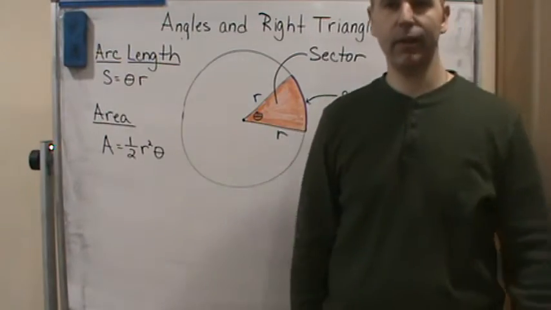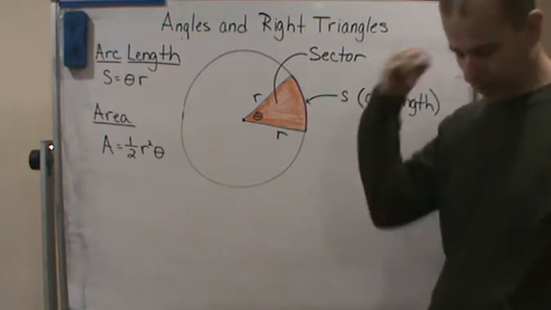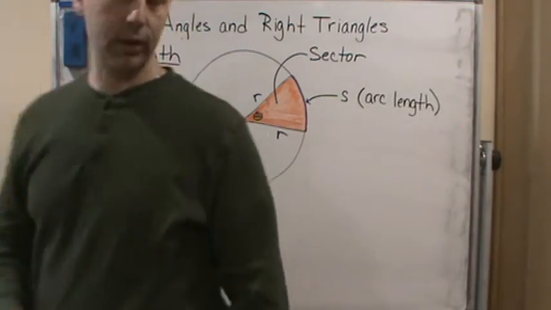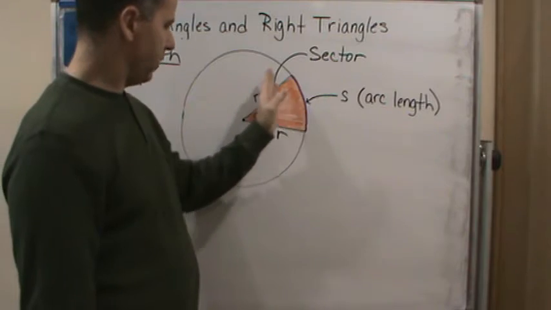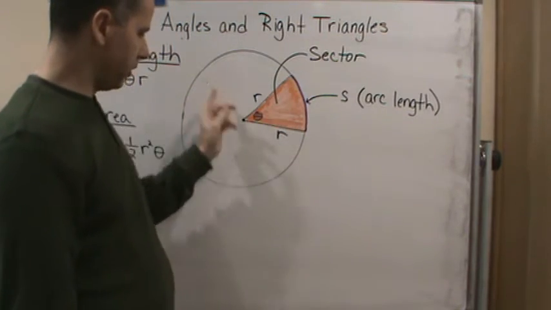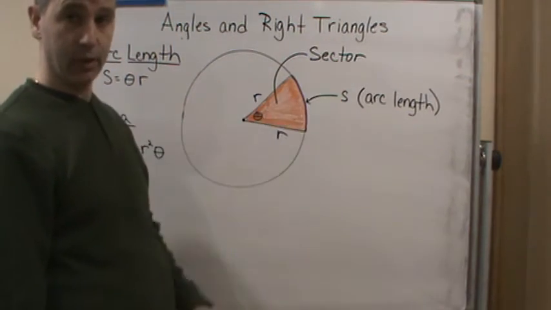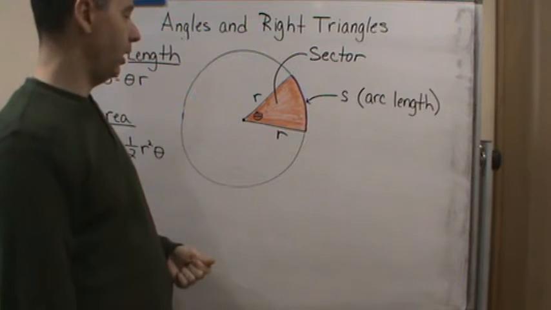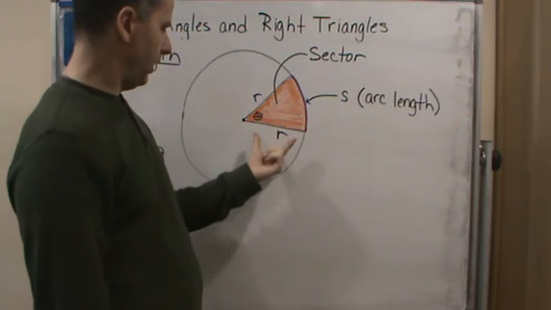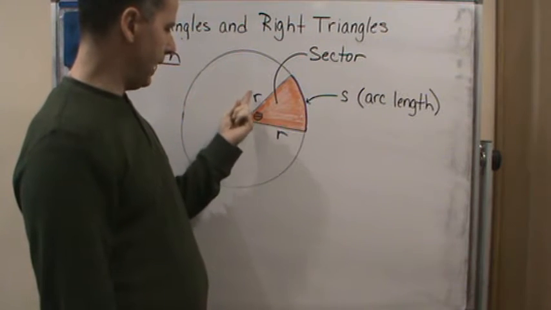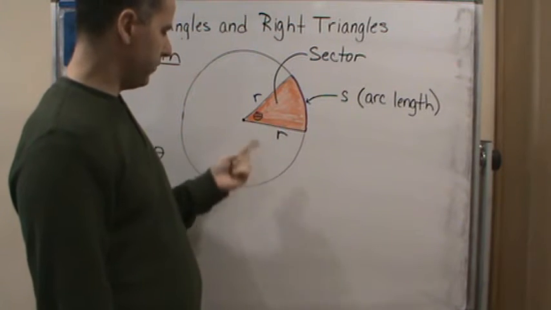Okay, welcome back. Now let's talk about sectors of circles. So what is a sector of a circle? It is just a wedge. For example, this wedge of this circle is the sector or a sector of the circle. Okay, so it's the piece of the circle that is bounded by these two radii with a central angle.